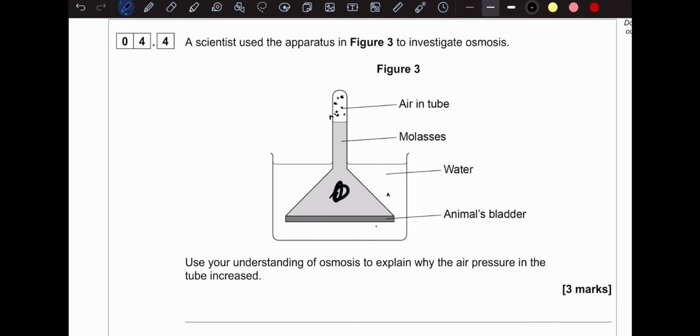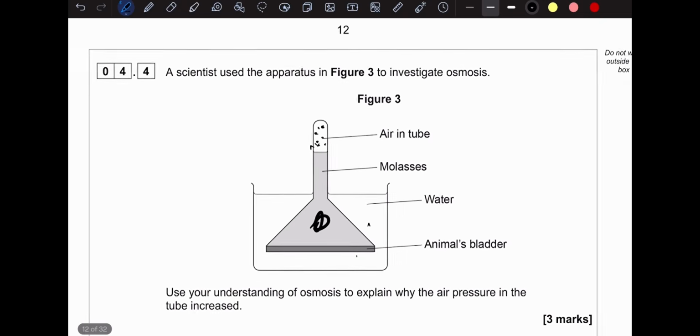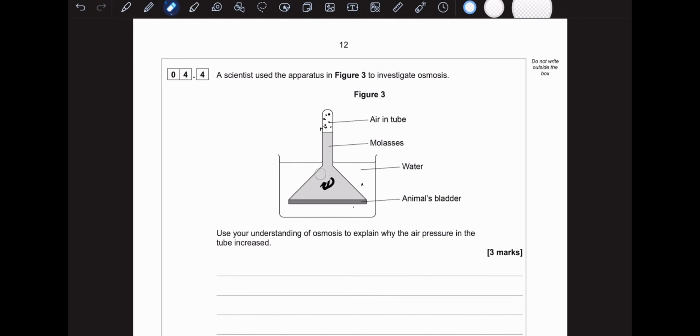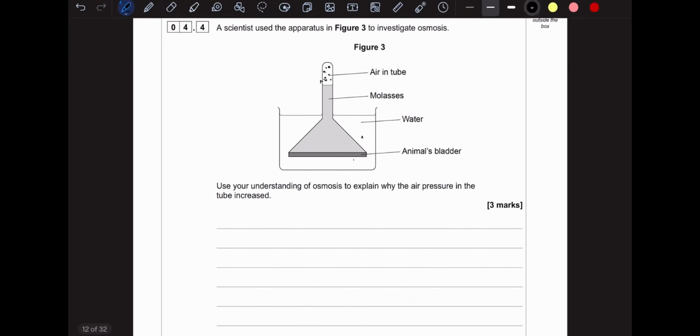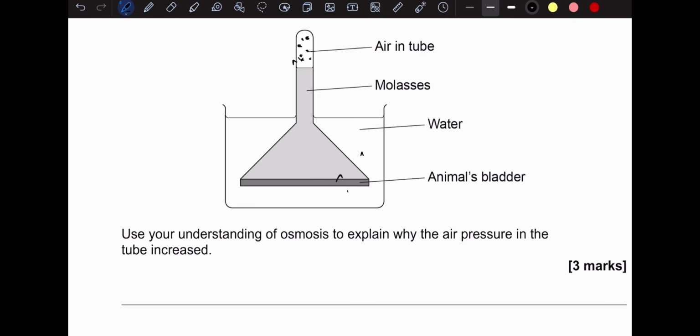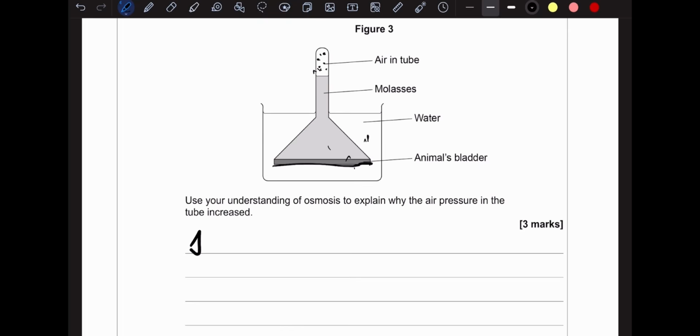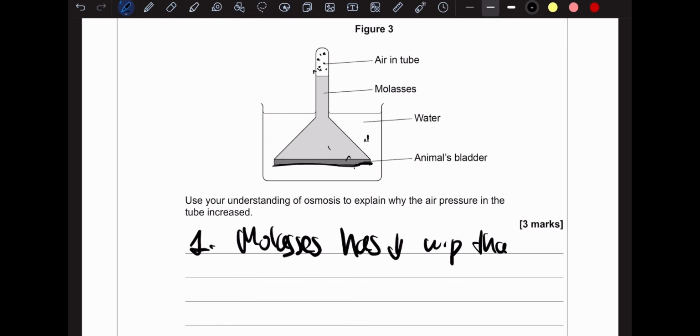So let's think about this. What could it be? Okay, yeah, makes sense. So the question's about osmosis, right? And then we have the animal's bladder, which is acting as our partially permeable membrane. And then we have 2 things with different water potential. I think you can see where this is going. First idea that you want to note is that molasses has a lower water potential than water, right? Who would have thought, right?